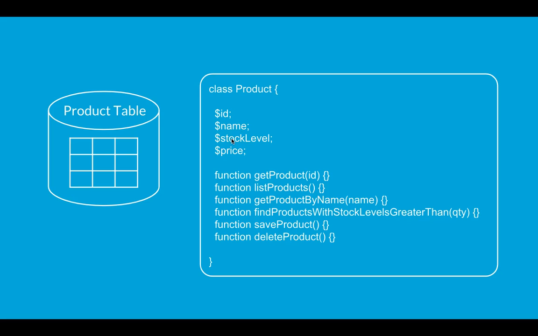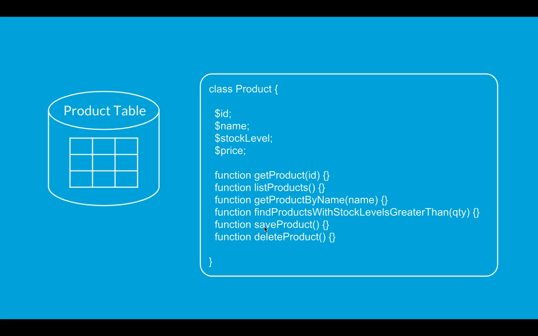Active record is a pattern for reading and writing data to and from a relational database. And it provides functions like this one here: a function to get a product by ID, a function to list all of the products, a function to get a product by name, a function to search for products by stock levels greater than a given quantity, a function to save, and a function to delete a product. So that's just an example of some of the functions that you might write when you're implementing the active record pattern.